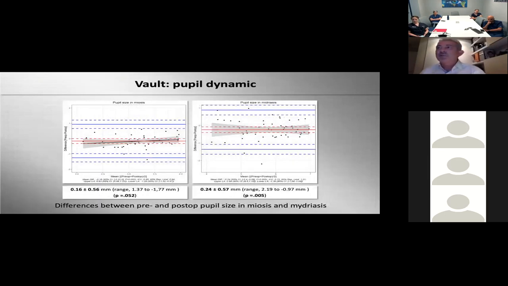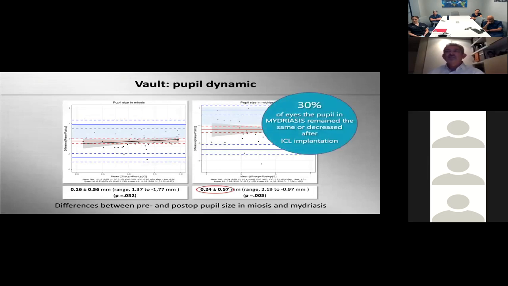Analyzing this difference between pre and post-op pupil size in miosis in the right table, and mydriasis in the left side, we found that the increase of 0.24 millimeters in pupil size after ICL implantation in mydriasis was statistically significant. But not all implanted eyes increased their pupil size. All the eyes you can see in the blue area did not modify or even decreased their scotopic pupil. So concretely, in 30% of eyes, the pupil in mydriasis remained the same or decreased after ICL implantation.